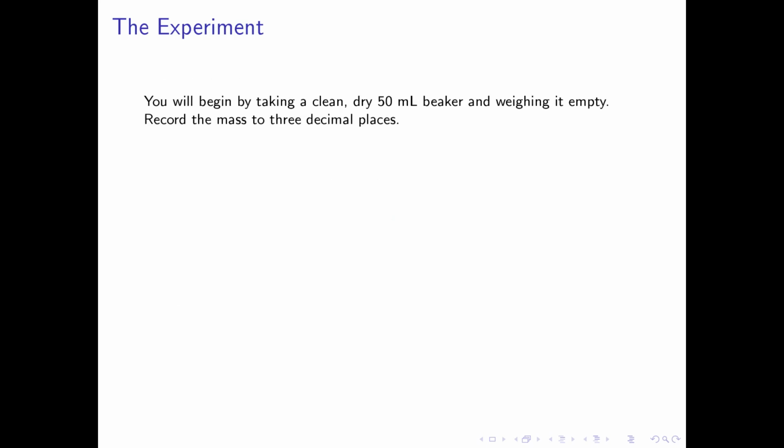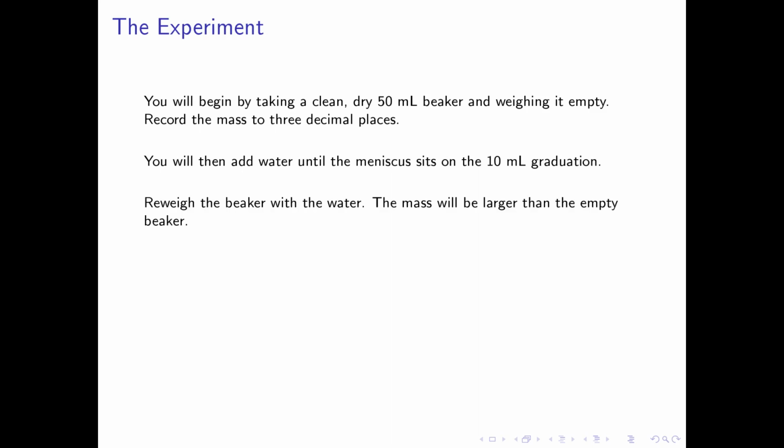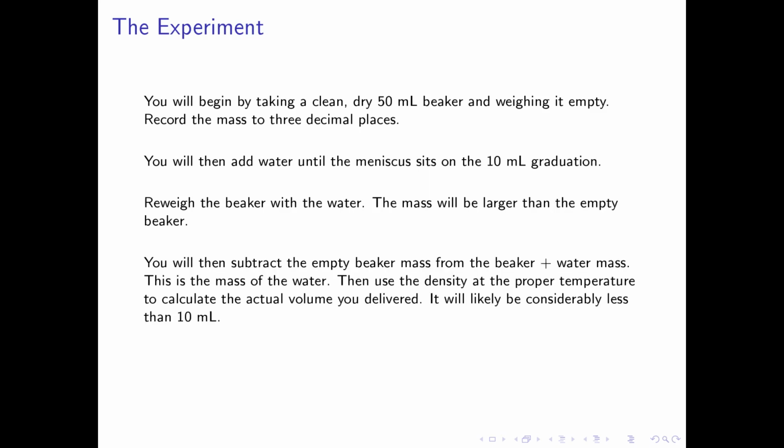The procedure will be very similar for each of the three pieces of glassware. You will begin by taking a clean, dry 50 milliliter beaker and weighing it empty. You will record this mass to 3 decimal places in your notebook. Using a wash bottle, you will then add water until the meniscus sits exactly on the 10 milliliter graduation of the beaker. At this point, you will reweigh the beaker with the water. The mass will now be larger than the empty beaker. You will then subtract the empty beaker mass from the mass of the beaker and the water. This results in the mass of the water.